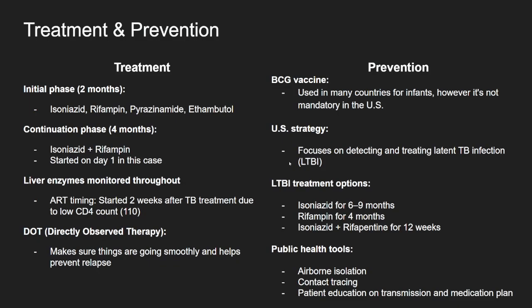So then we go ahead and move on to the treatment and prevention. Treatment starts immediately. The initial phase lasts 2 months and includes 4 drugs: isoniazid, rifampin, pyrazinamide, and ethambutol. After that, we continue isoniazid and rifampin for another 4 months.